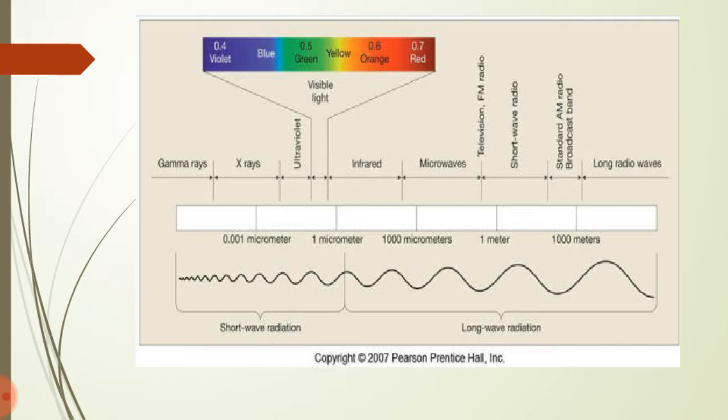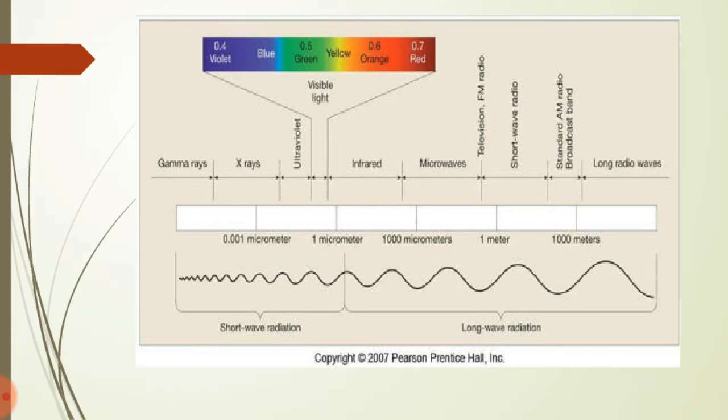the distance between the crests and troughs of the sine wave increases towards the right, that means there is an increasing wavelength. We know the relationship between wavelength and frequency, that is c equals nu lambda, where c is the velocity of light, nu is the frequency, and lambda is the wavelength.